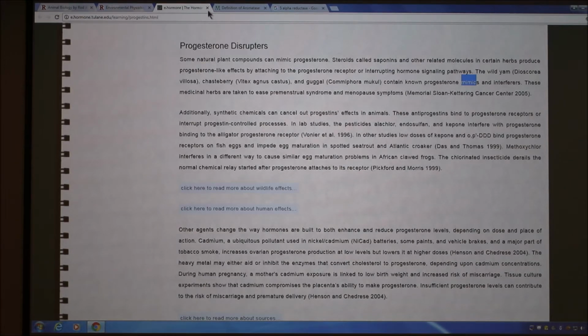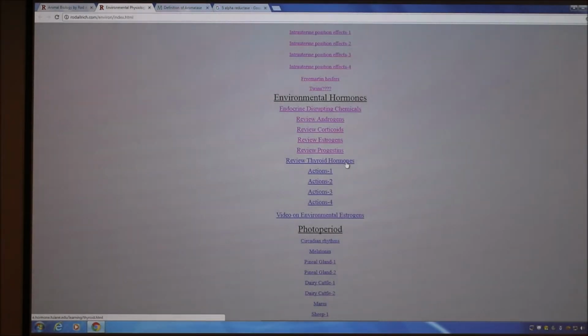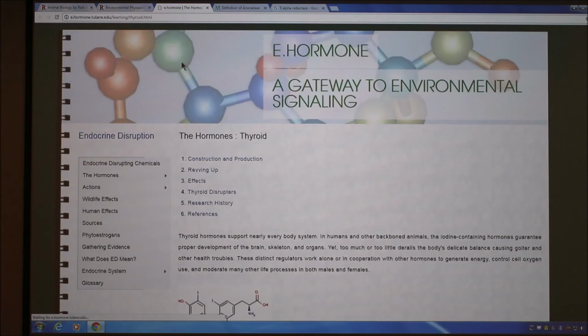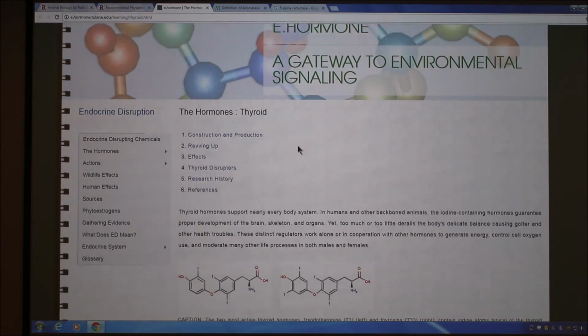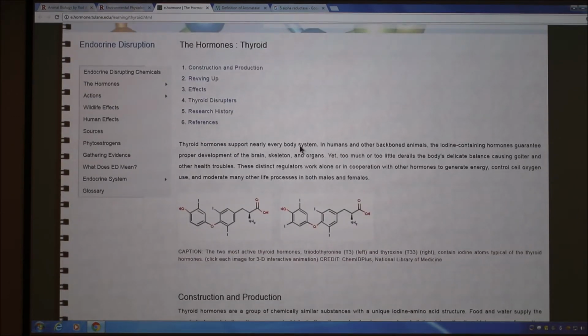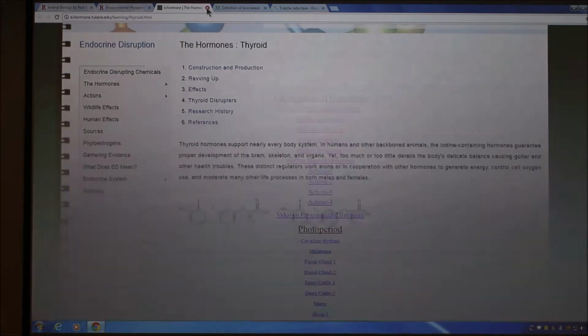Okay, so that's enough of that hormone stuff. Then I guess there's a review of thyroid hormones too. So you read that, and you'll get the point here that thyroid hormones are basically T4 and T3, right? And T4 is basically not very active. It has to be converted to T3, and that's really the more active hormone. And so it goes through the construction of thyroid hormones.